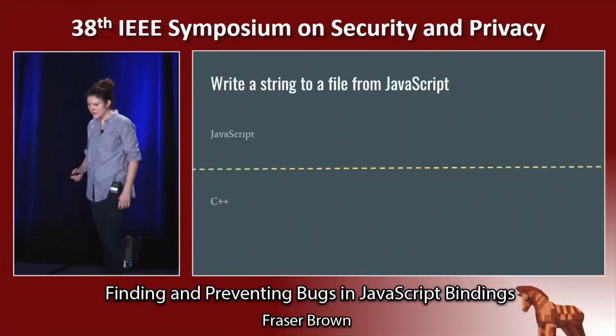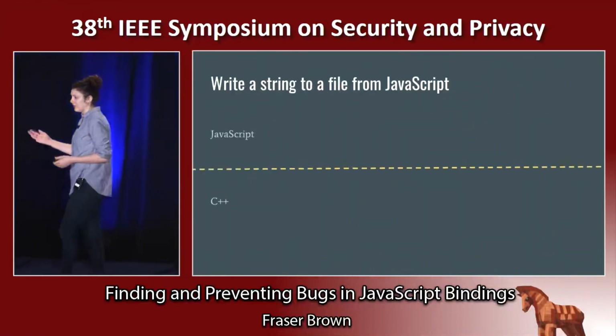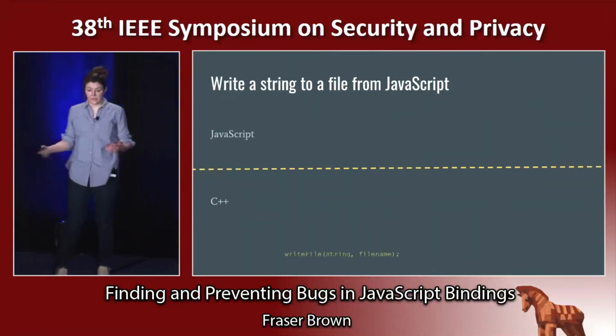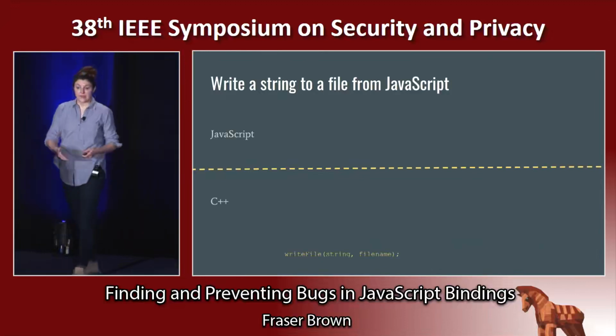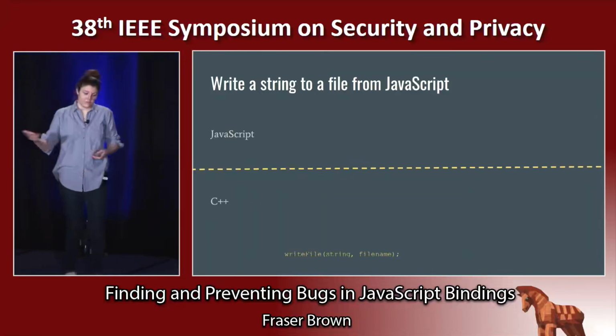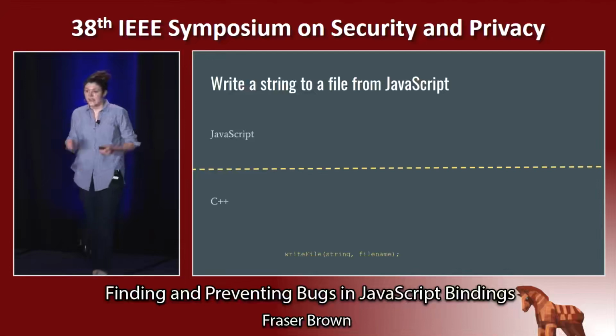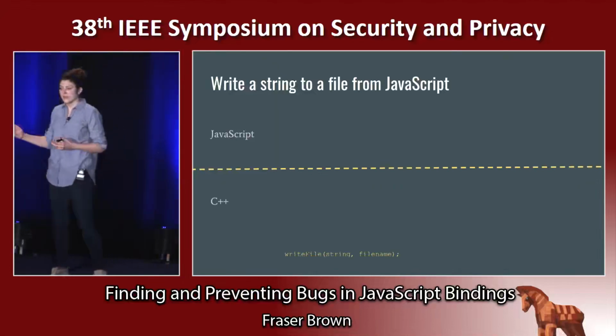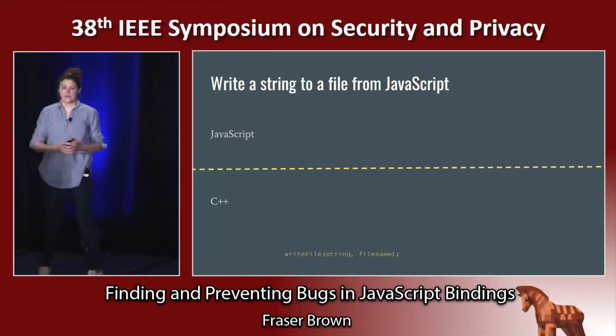So let's say we want to write a string to a file, but we want to do that from JavaScript, and again, we're stuck in interpreter land, can't do it. But luckily, we can from C++. We have this write file function, and it writes a string to a file, just as you'd expect. And conceptually, what we want to do is turn that into a function that accepts JavaScript arguments instead.